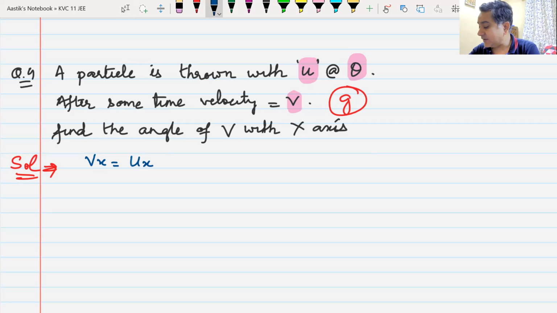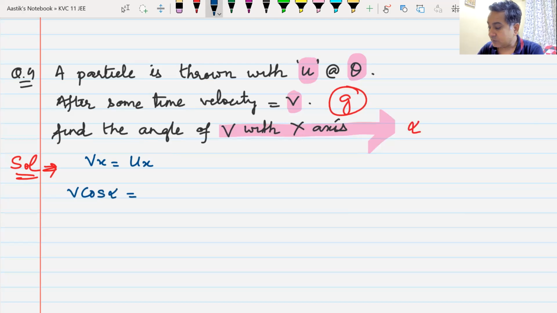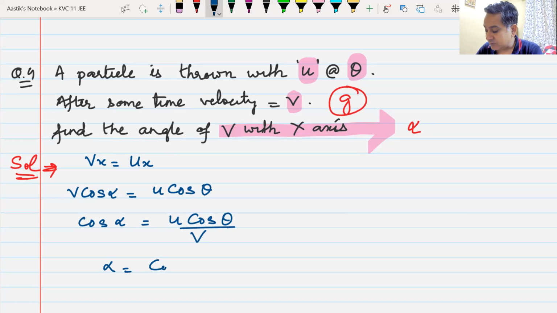Now, if I say that this angle that this V makes with x-axis, if I call that angle as alpha, the horizontal component will be V cos alpha. At this point, it will be V cos alpha. The initial horizontal component is u cos theta. So from here, you can find out the value of cos alpha. Cos alpha is u cos theta divided by v. So alpha becomes cos inverse u cos theta divided by v.